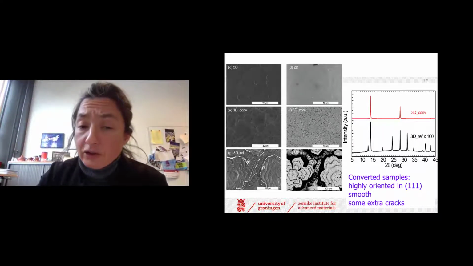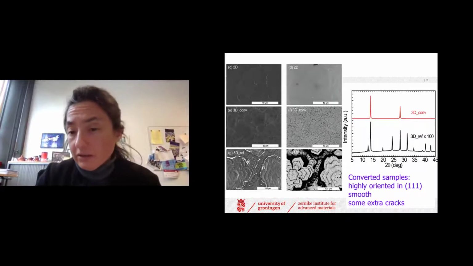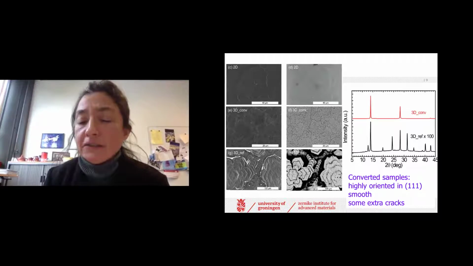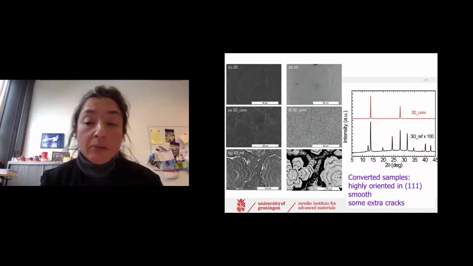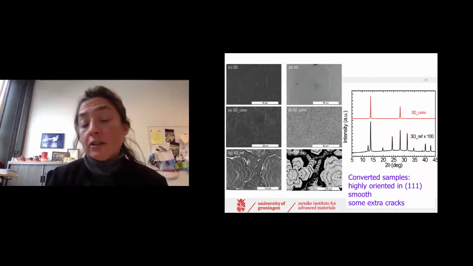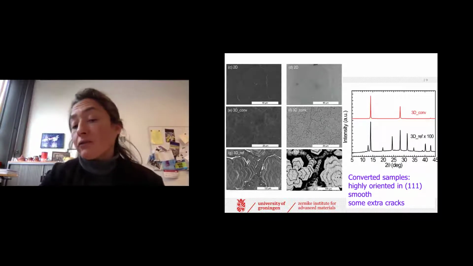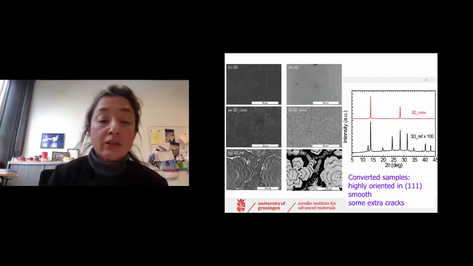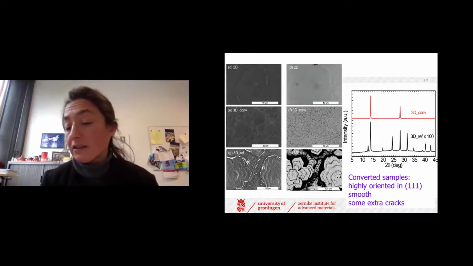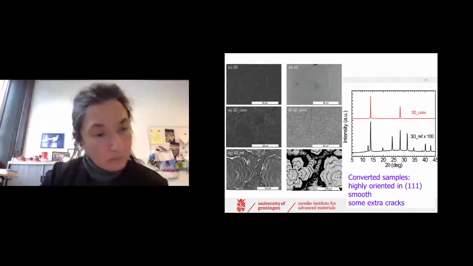Here we have a diffraction pattern of the reference sample and the converted sample. And you can see what I was mentioning before, that the converted sample has the identical orientation of the two-dimensional one. So you see far fewer diffraction peaks than in the reference sample, because the reference sample is much more polycrystalline and has many different orientations.